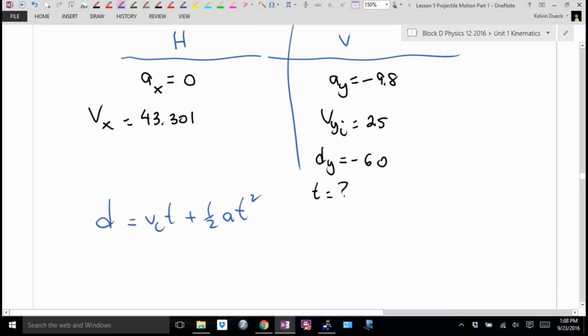d equals v_i t plus 1/2 a t squared. But if we actually plug the numbers in, it's going to be negative 60 equals 25t. What's a vertically? Negative 9.8. What's half of that? I'm going to do it in my head. You get negative 4.9 t squared. I've done that one so often.